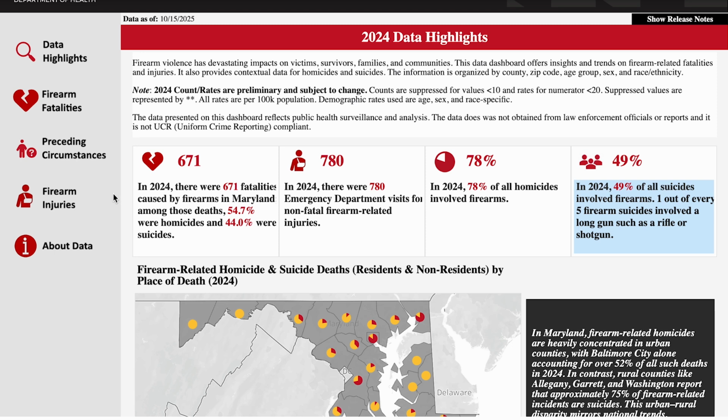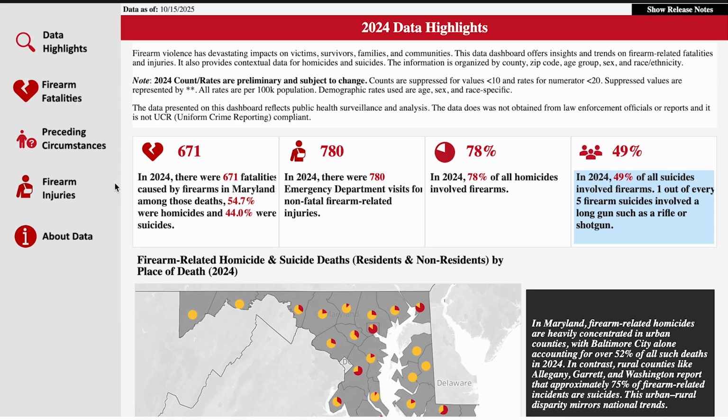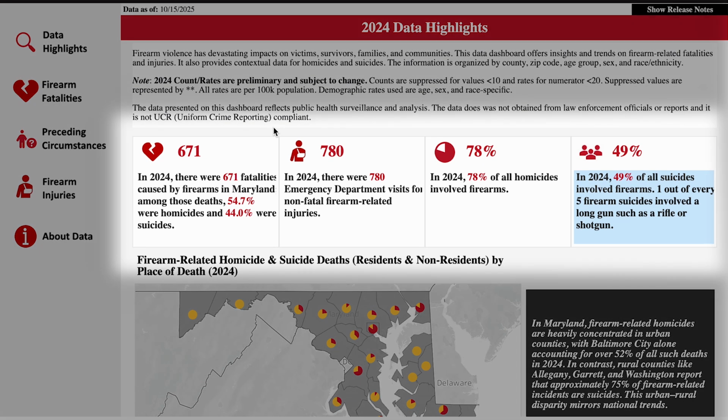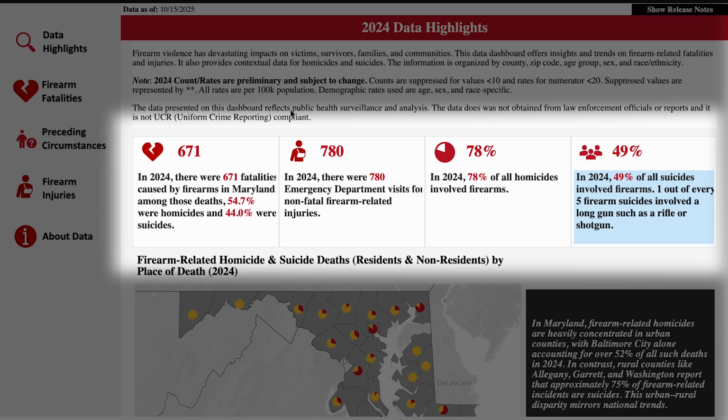When you arrive at the dashboard, you'll see our Data Highlights page. This page is going to represent the most recent full year of firearm violence statistics in Maryland. The data is sourced from the Vital Statistics Administration. When you arrive at the page, you'll see the top line statistics like total fatalities and the percentages of those deaths that are homicides and suicides.